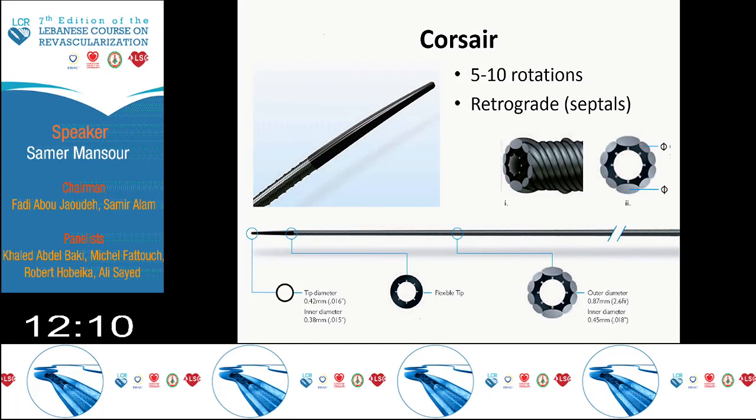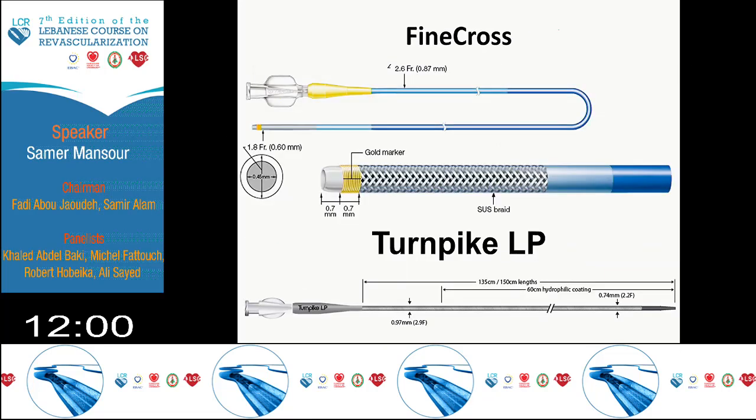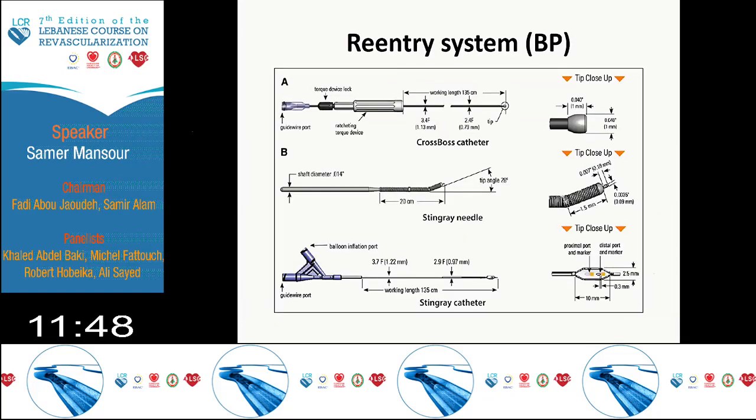Mainly for the retrograde approach, the Corsair is a collateral dilator. It has a tapered tip. You go 5 to 10 rotations on one side, 5 to 10 rotations on the other side. You can use it mainly in septals. You can use it also in epicardial collaterals. The microcatheters we usually use mainly in the antegrade technique are the FineCross or the Turnpike LP. We also have the Turnpike Spiral, and the Caravel that we use in dedicated cases.